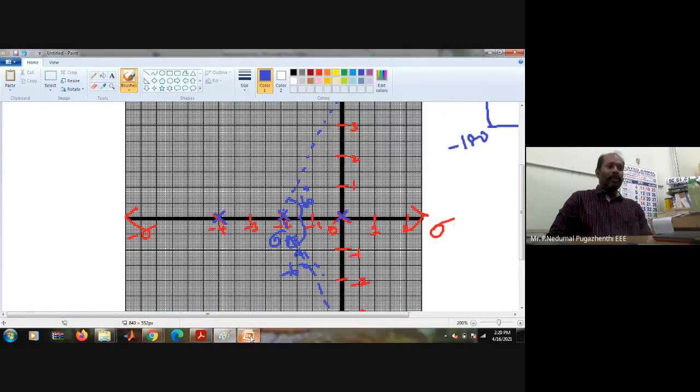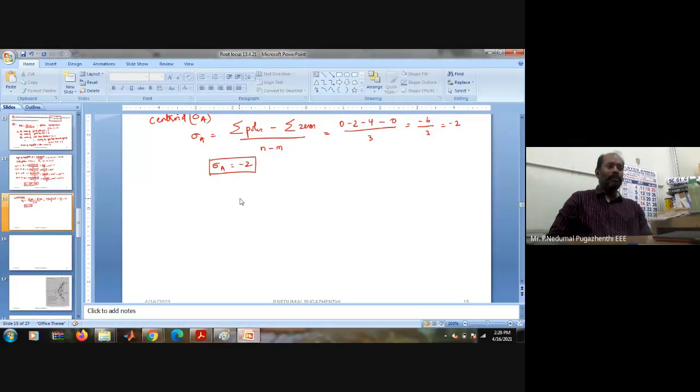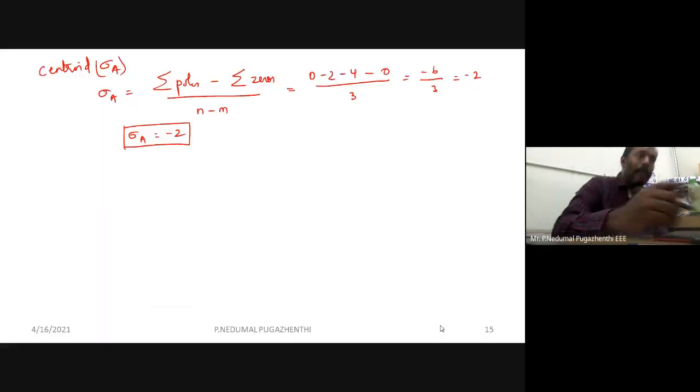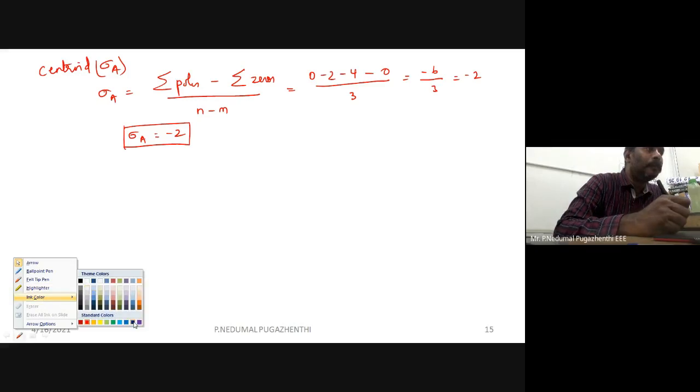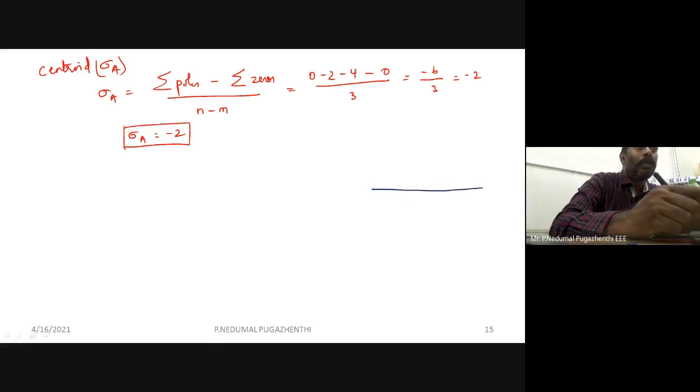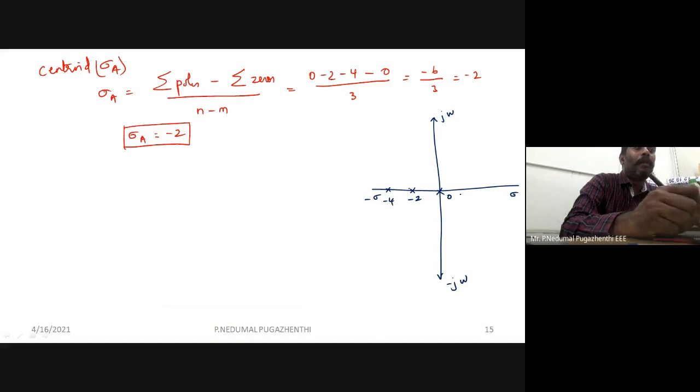Based on the things which I have found out, roughly I will try to draw it here. This is your linear graph sheet. Let us assume that you have a linear graph sheet like this. The x-axis and y-axis are sigma, minus sigma, j omega, minus j omega. So I have marked my poles at 0, minus 2 and minus 4. These are the poles.